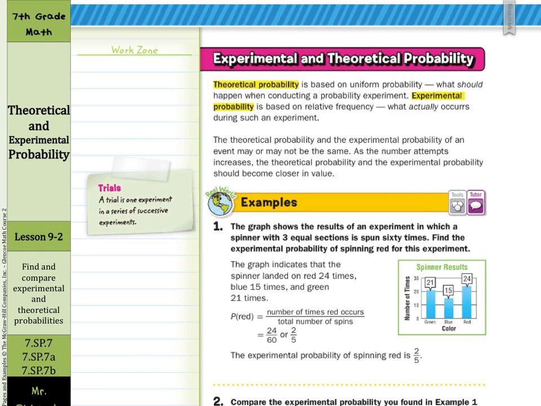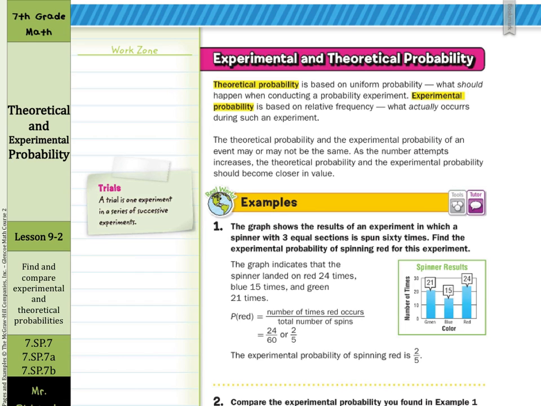Theoretical probability is based on uniform probability, what should happen when conducting a probability experiment. Experimental probability is based on relative frequency, what actually occurs during such an experiment. The theoretical probability and the experimental probability of an event may or may not be the same. As the number of attempts increases, the theoretical probability and the experimental probability should be closer in value.